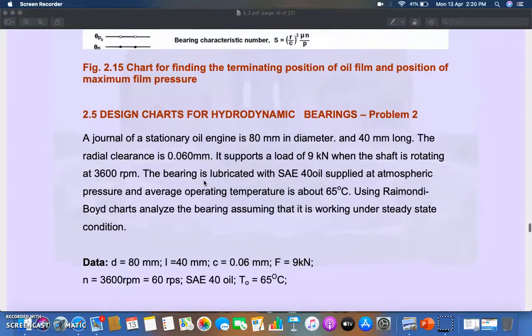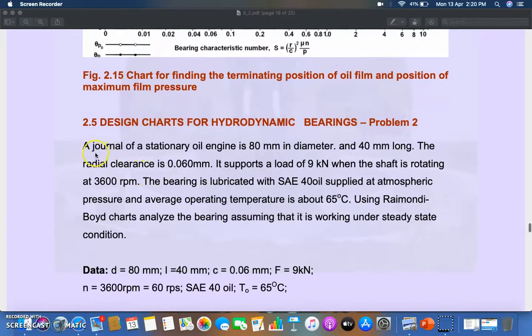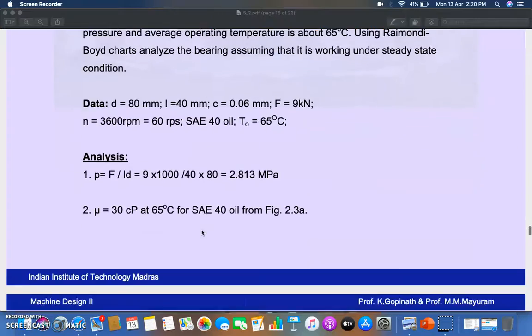And now this is the problem for you which you can solve. A journal of a stationary oil engine is 80 mm in diameter and 40 mm long. The radial clearance is this. It supports this much of load, and this is the oil, rotating at 360, and the property of oil is SAE 40 at 65 degrees centigrade. Using Raimondi and Boyd charts, analyze the bearing assuming that it is working under steady state condition, meaning you have to analyze the bearing conditions. I will give you the answers, just go through it.